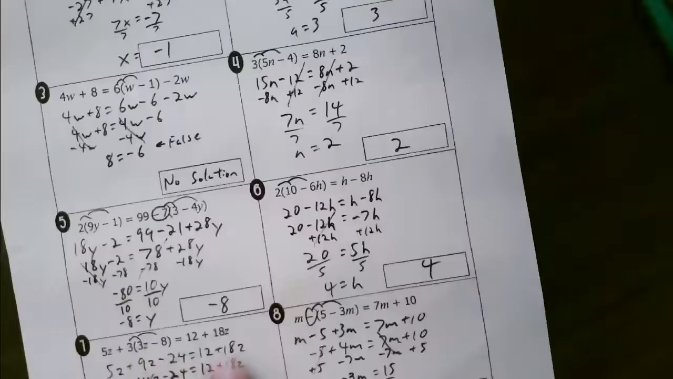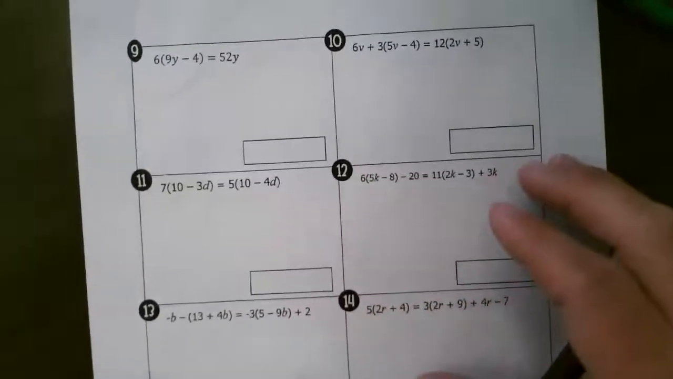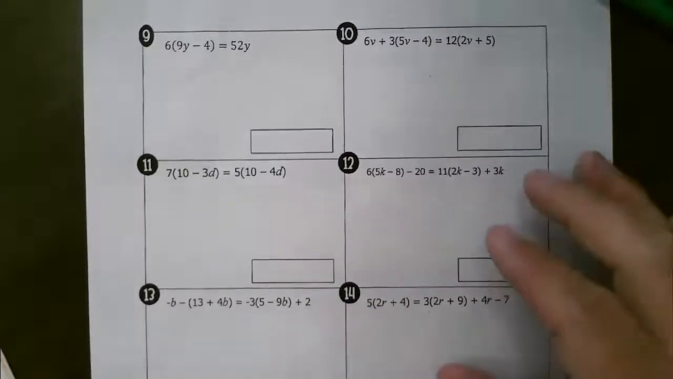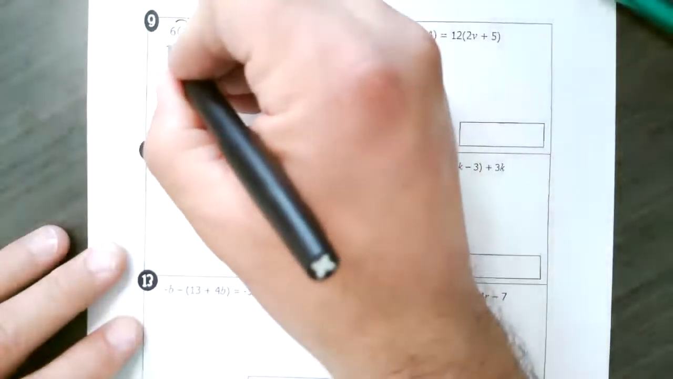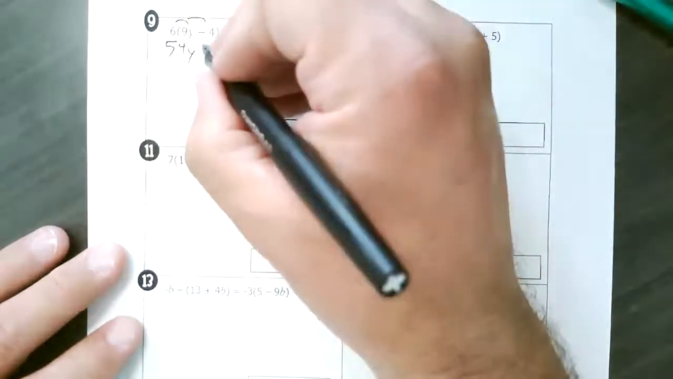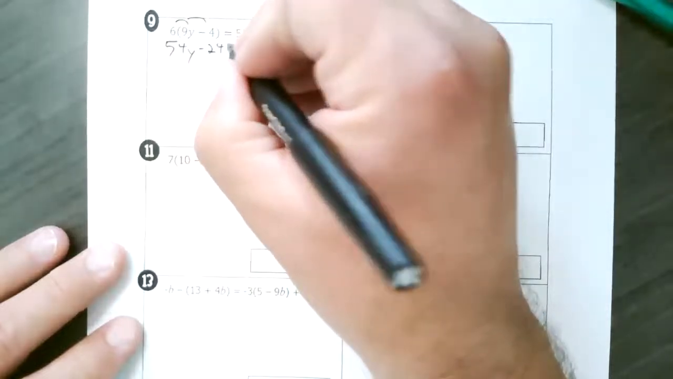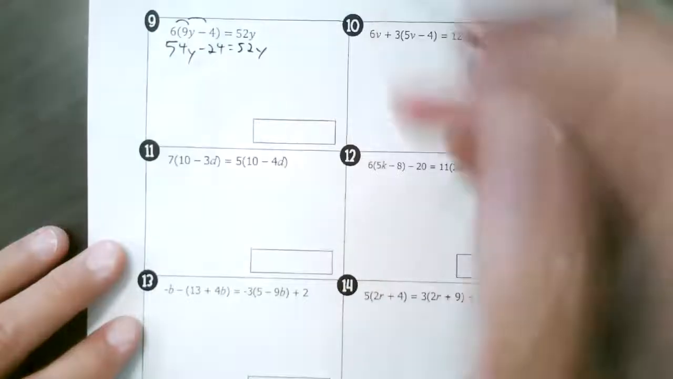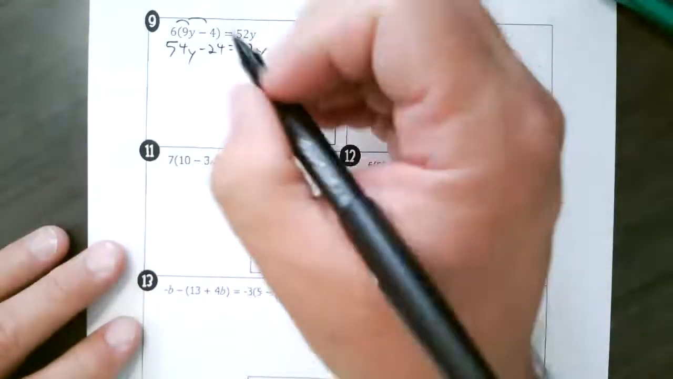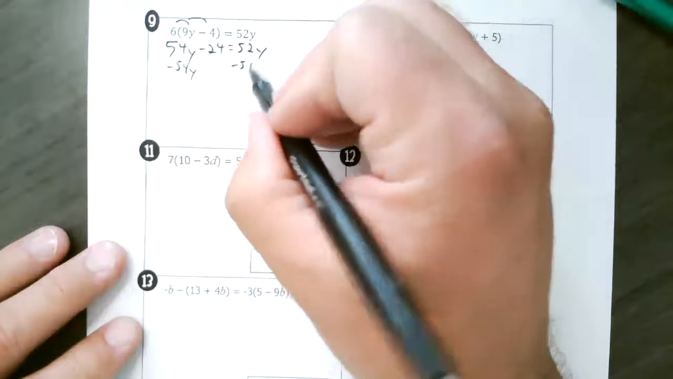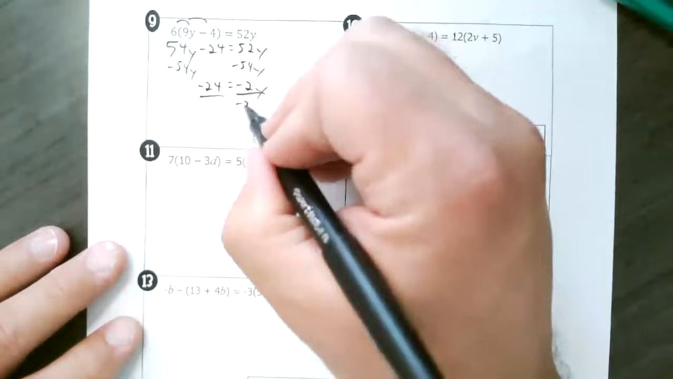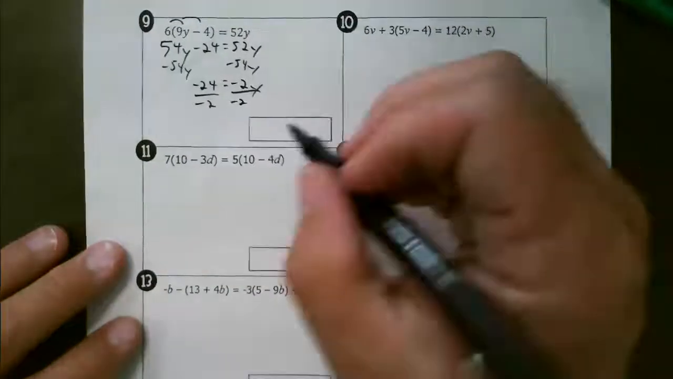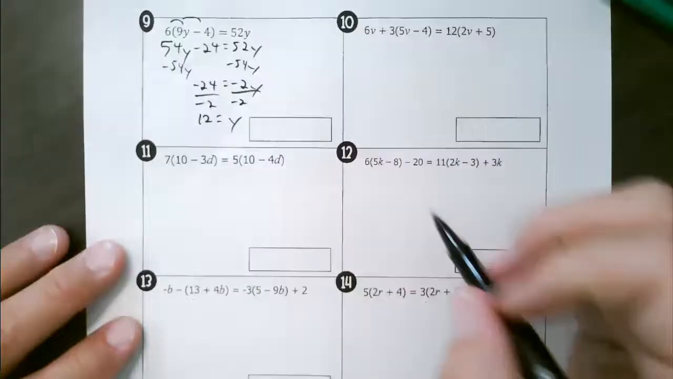Now, on to the back. Nope. Here we go. On the next side, so number 9, we have the 6 in front, had to distribute. 6 times 9 is 54y. Minus 6 times 4 is 24. Here we had 52y. Let's go ahead and just bring this across the other way. So we have minus 54y. This is with -24 equals -2y. Divide off -2. And when we divide off -2, we are left with 12 equals y.